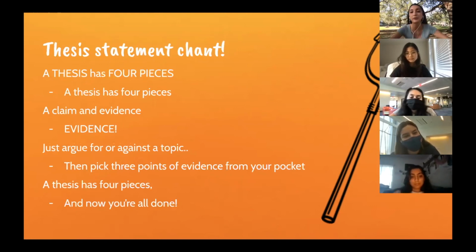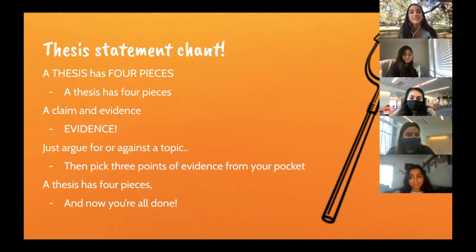Now let's do the chant that we can use to remember our thesis statements. If you guys just want to respond to the dash part of the chant, we can all sing it together so that we can remember how to do this. I'll start it off if everyone can just unmute, and then we can sing the chant together. So in 3, 2, 1.